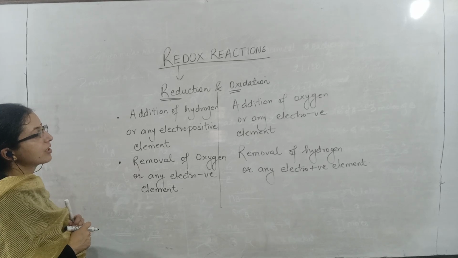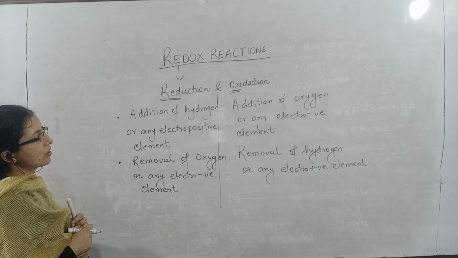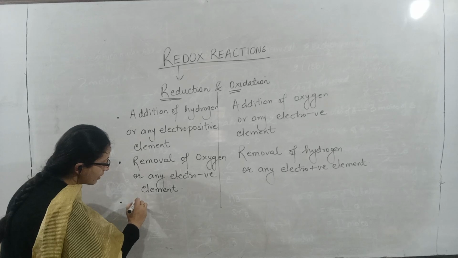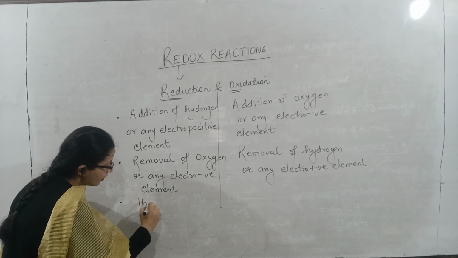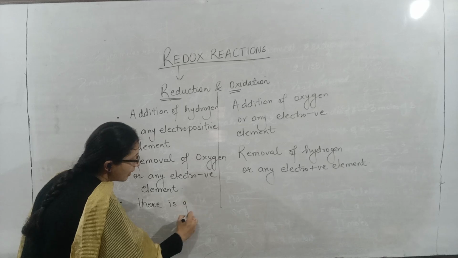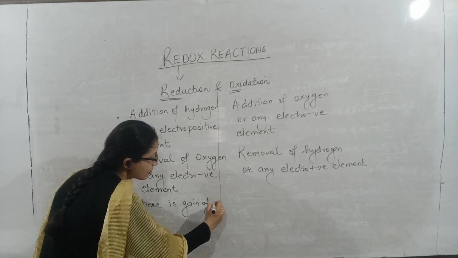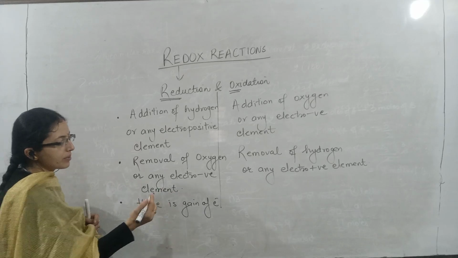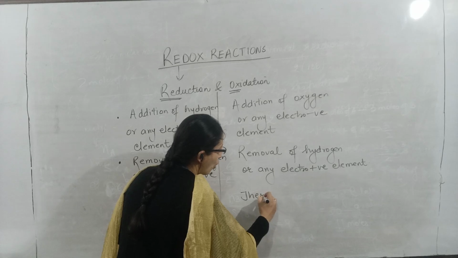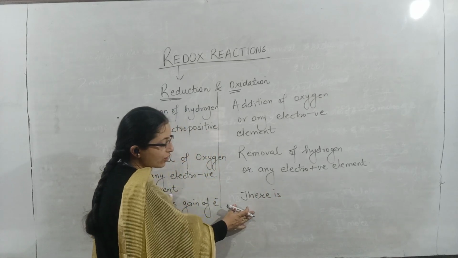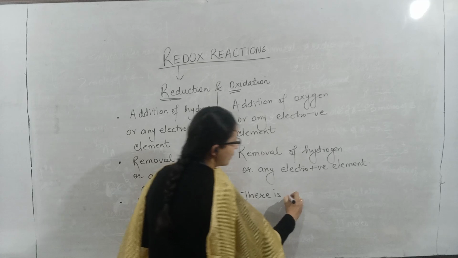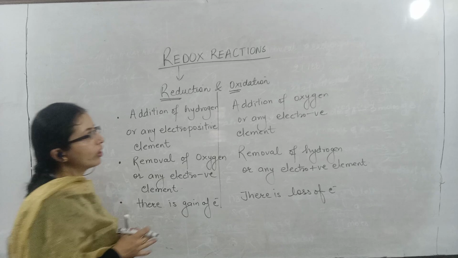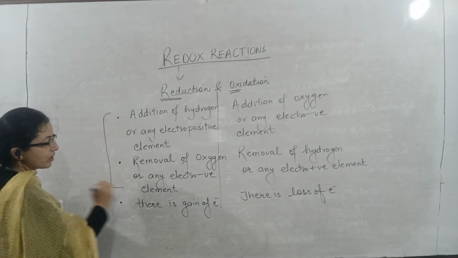The second concept is in terms of electrons. Reduction is any process in which there is gain of electrons. A particular substance gains electrons. Okay? And in oxidation, just the opposite happens. There is loss of electrons. So according to the electronic concepts, there is loss of electrons from a particular substance. Then we call it as oxidation.